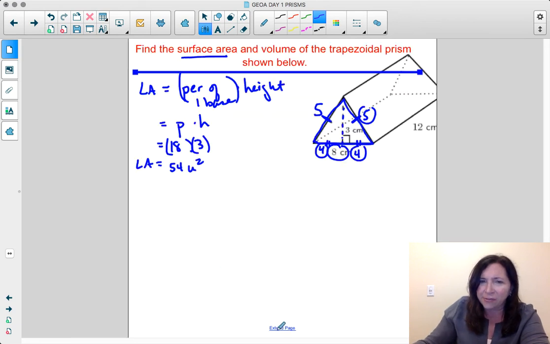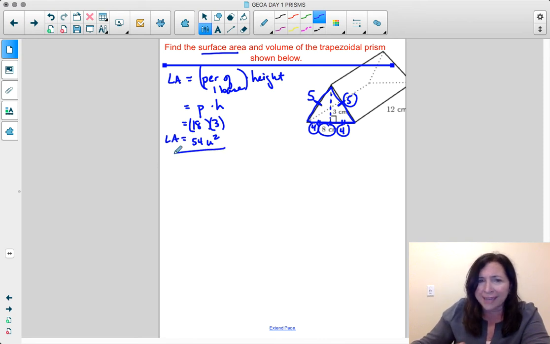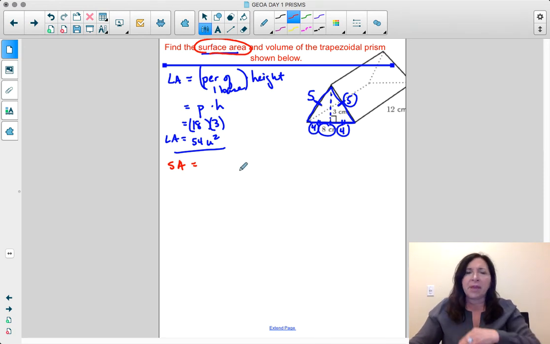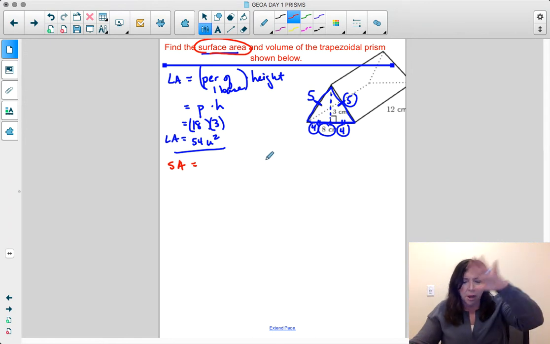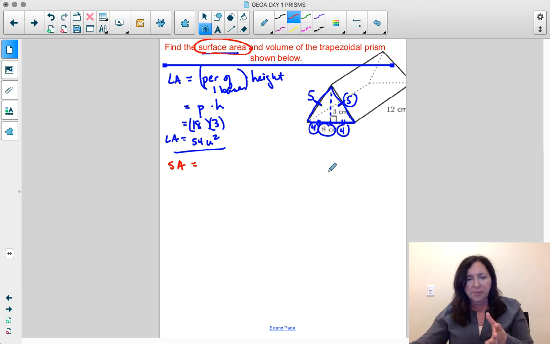Now, they didn't ask me for the lateral area, right? They asked me for the surface area. But in order to find the surface area, I need the lateral area. Because remember, the surface area, which is all the surfaces. So remember, some people call it surface area. Some people call it total area. But basically, surface area is the area of all the sides, the tops, the bottoms, all the sides, nothing inside, because the inside space is volume, but the outside space is the area.